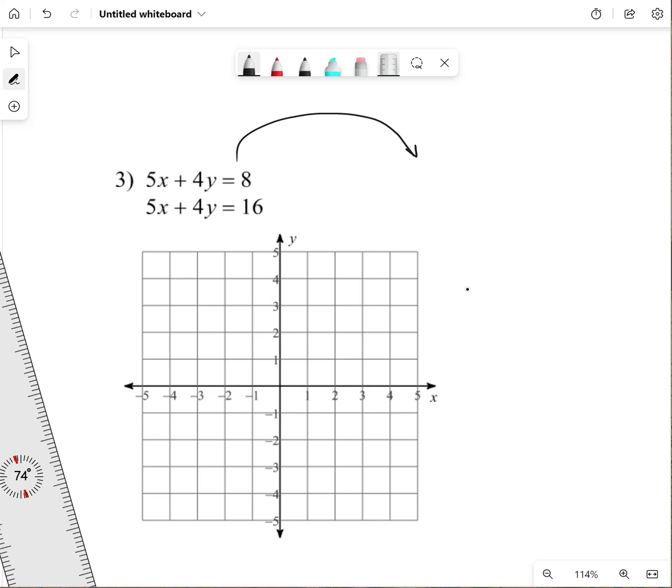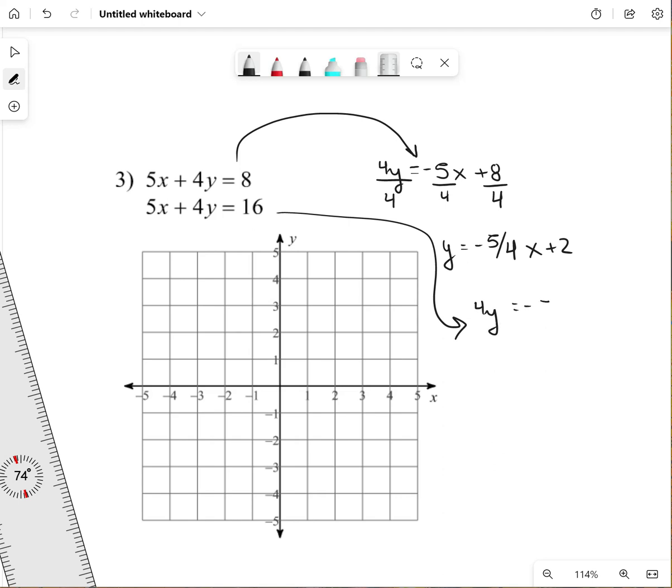We have to add the x's over or subtract them. So -5x plus 8. And then divide by 4. So y is equal to -5/4 x plus 2. And let's also worry about this other equation. So it is also going to be 4y equals -5x plus 16, dividing by 4, and y equals -5/4 x plus 4.